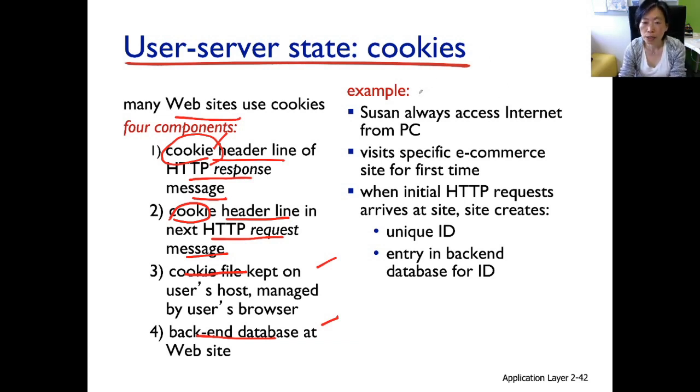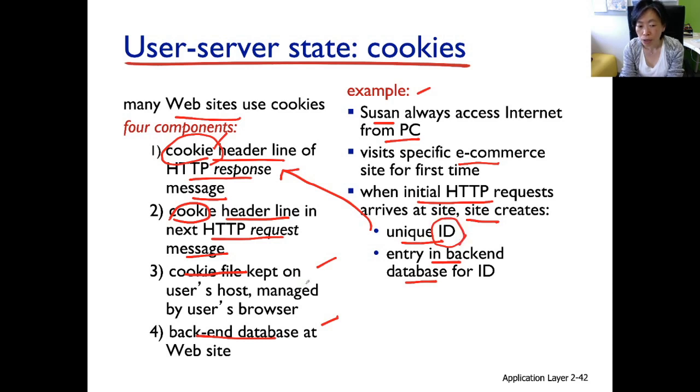Let's use an example to explain. It will work slightly better. Let's say Susan always accesses the internet from her PC, and she's visiting a specific e-commerce site for the first time. In the initial HTTP request arriving at the server, the site will create a unique ID, which will be an entry added to the backend database. That ID is going to be carried in the message the site sends back to Susan, so that's going to be set cookie and then the number created here.